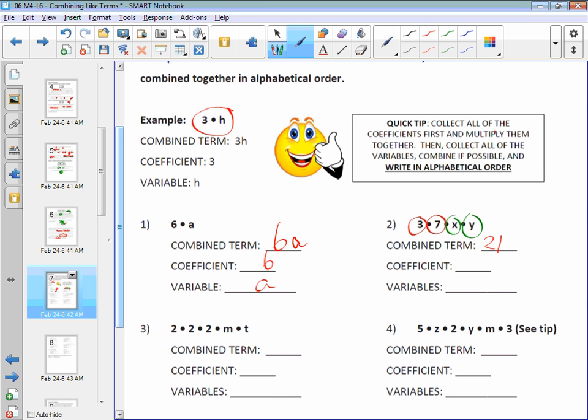Now look, let's call it coefficient and variable. Then we're going to do a little mental check to see if this is equal. Coefficient is? Variables are? I want that correct.